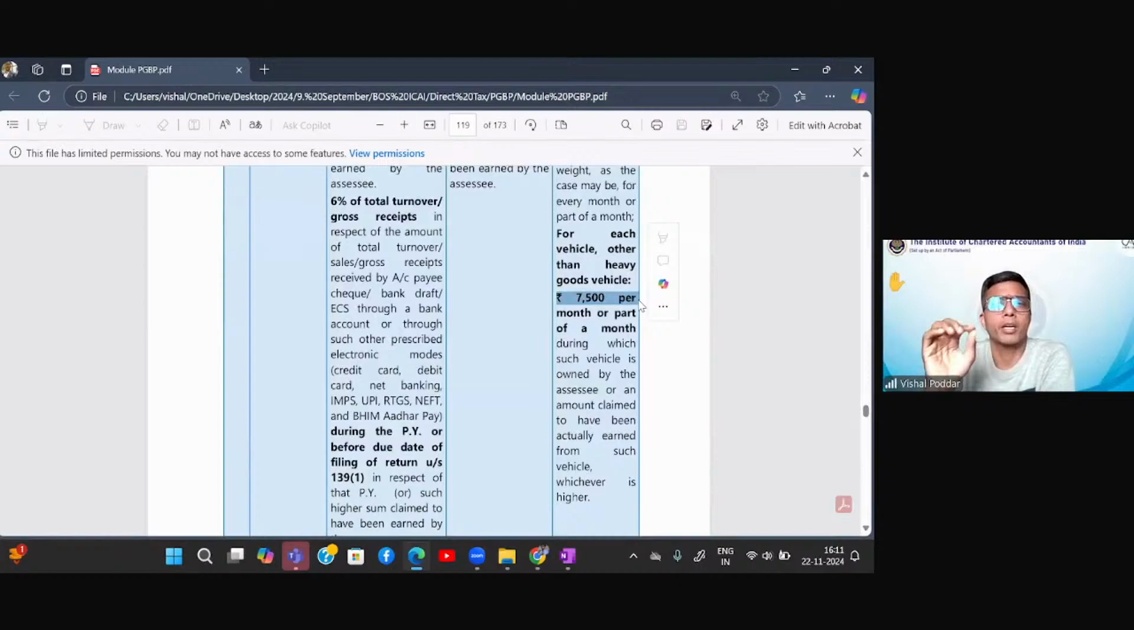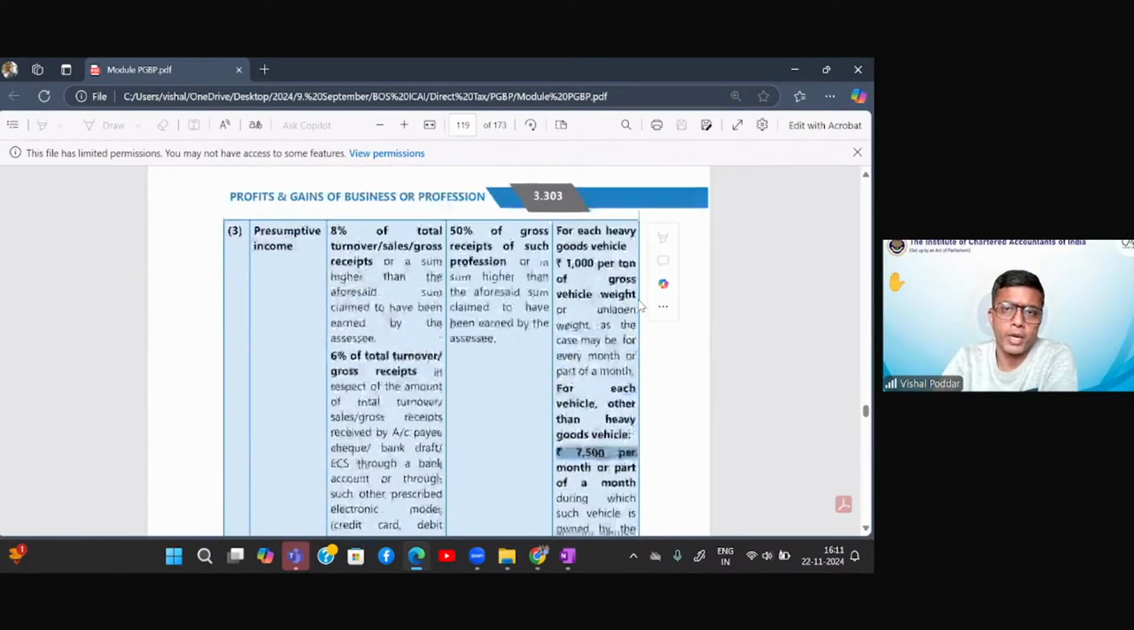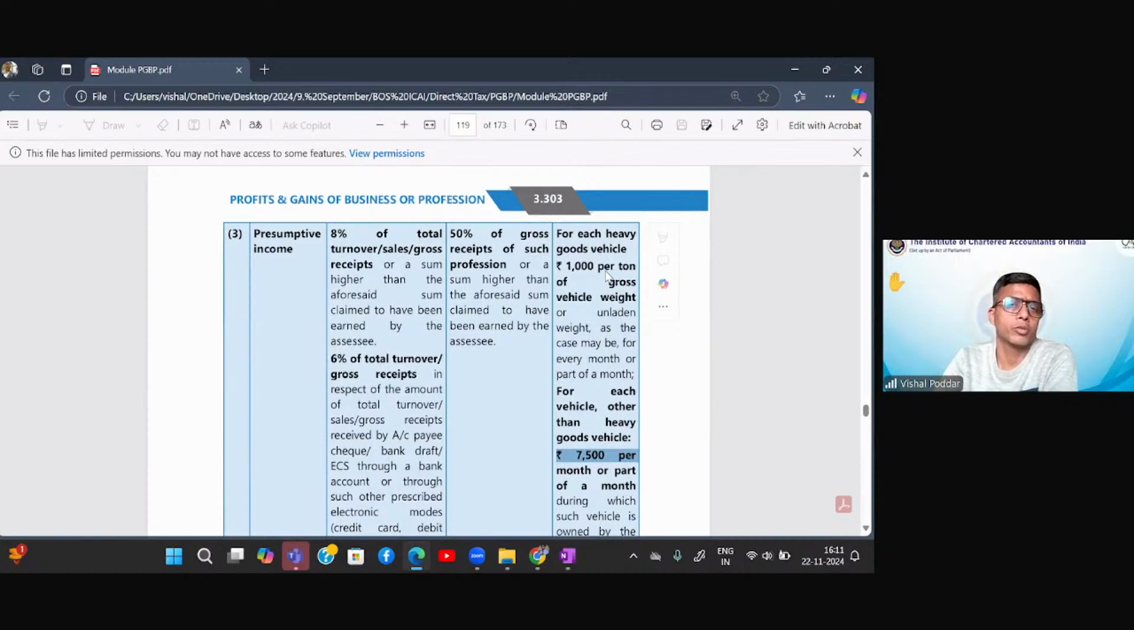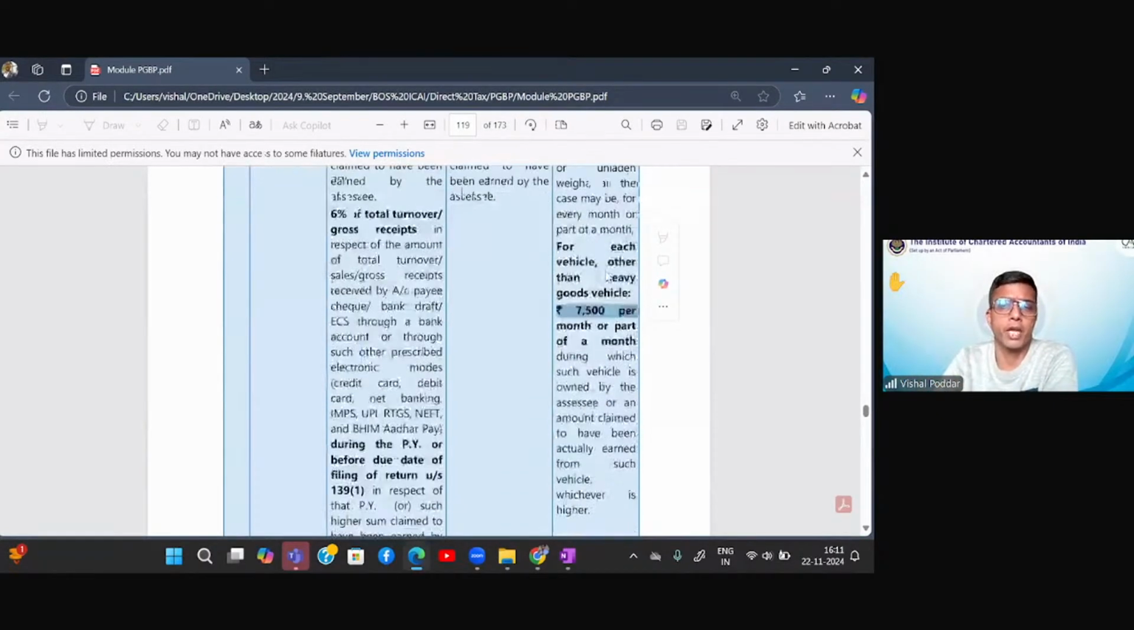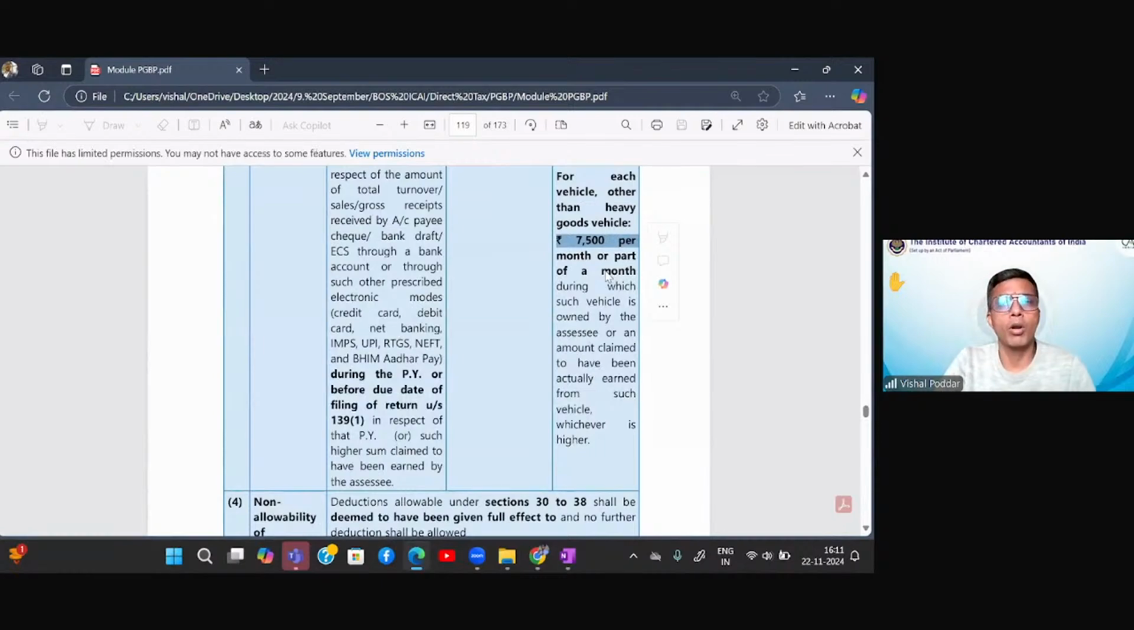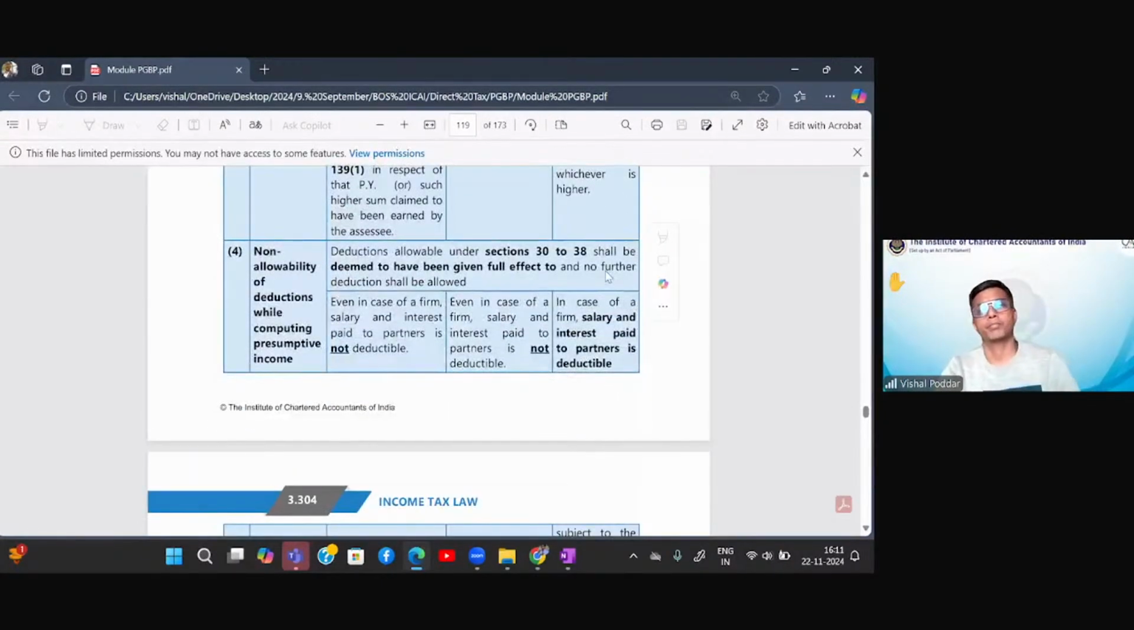then your estimated income is 7,500 per month. So the above part, it is per ton per month. So you have to multiply it by number of tons. So bigger the truck, more would be the estimated income. And in all other cases where it is a small truck, it is 7,500 per month or part. Most important, when you are computing income by this, no need to follow any PGBP provision, no need to add or less or go to restrictions because all deductions are deemed to have been given full effect.